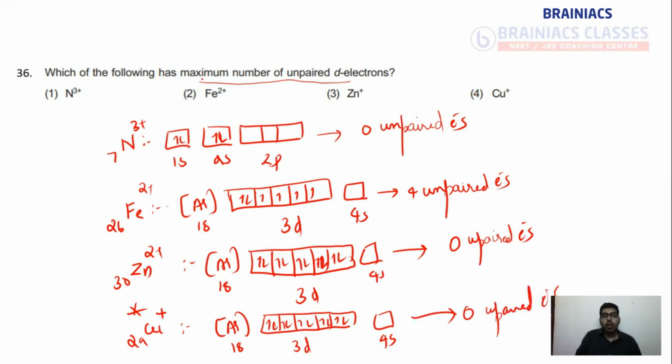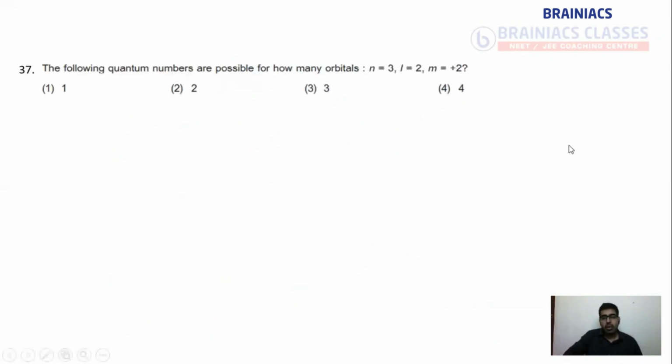So which of the following has the maximum number of unpaired electrons? Fe2 plus has the maximum number of unpaired electrons, 4 unpaired electrons. So the answer is option 2, Fe2 plus. I think it's clear. Moving on to the next question.